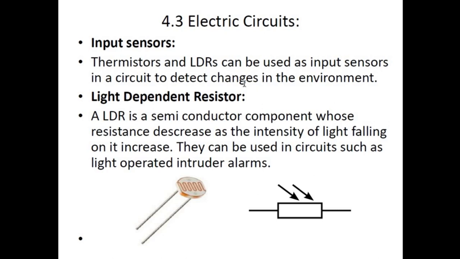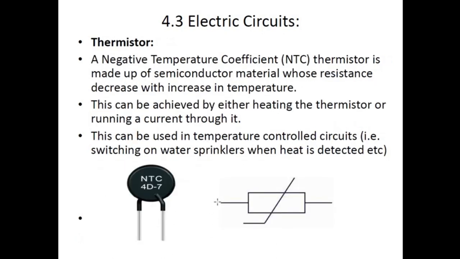They can be used in circuits such as light operated intruder alarms, so that if some light falls onto it, its resistance would drop and it would allow current to flow through it, and there would be a buzzer or some alarm connected to it that would ring. If its resistance drops, that means current would be able to pass through it and turn on whatever device is connected to it. It is drawn in the circuit like this, whereas in reality it looks something like this.